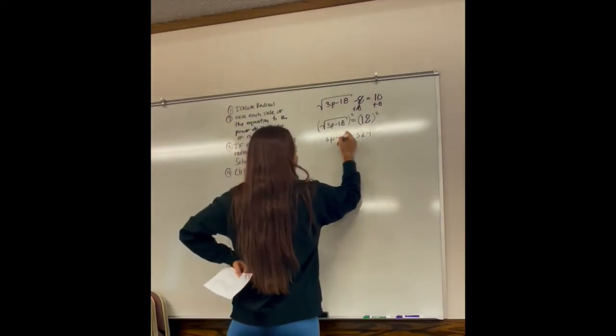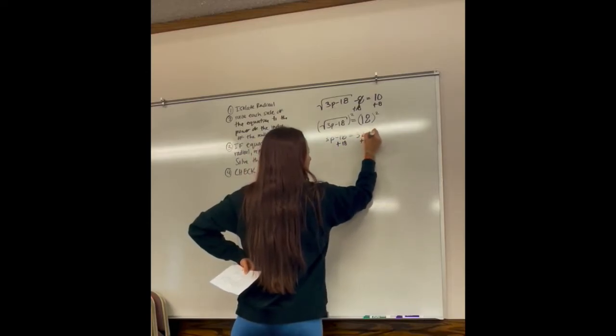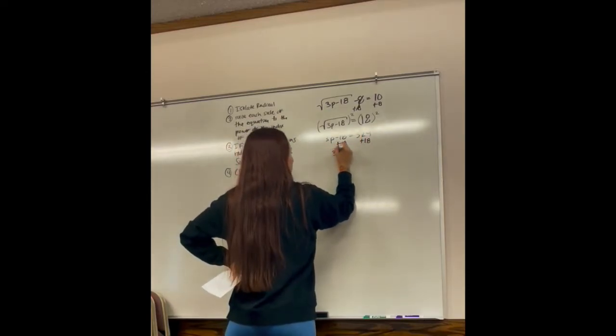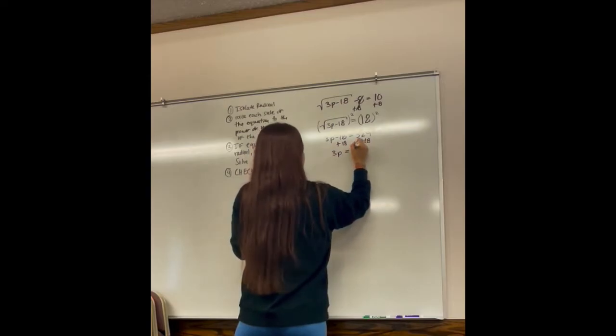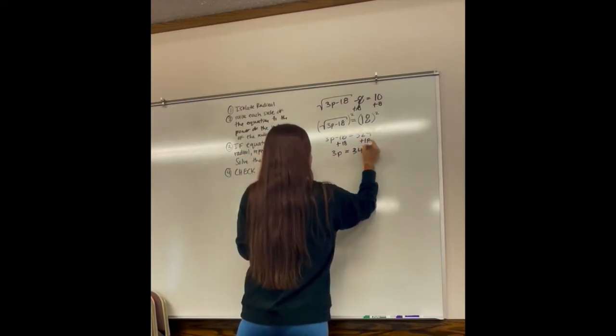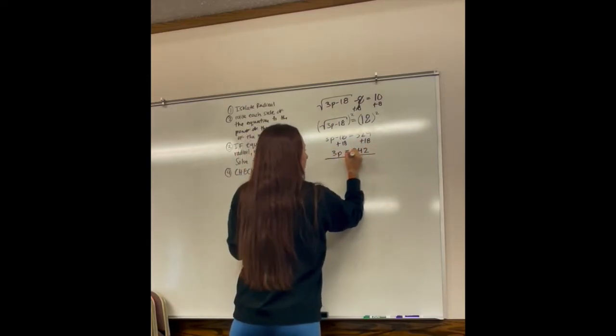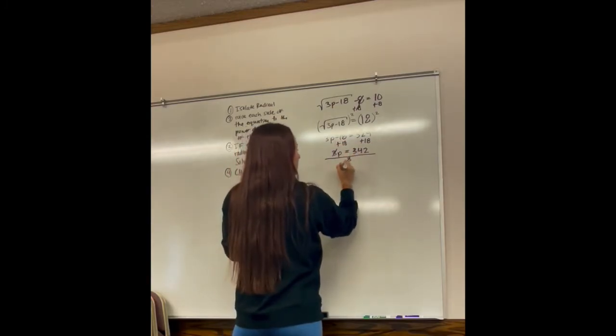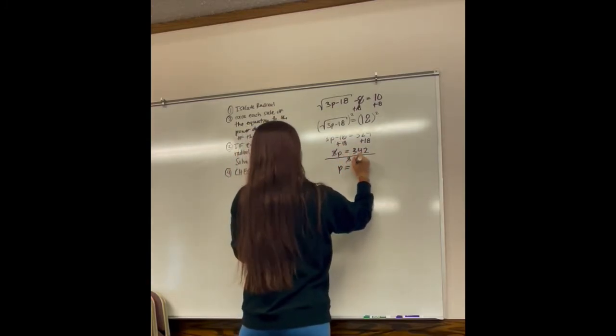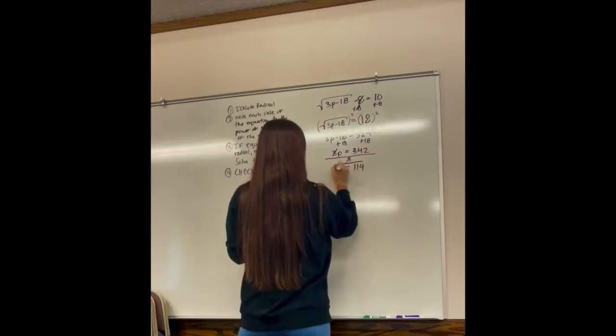Now I'm going to add 18 on each side. So 3p is equal to 342. I'm going to divide by 3. P is going to equal 114.